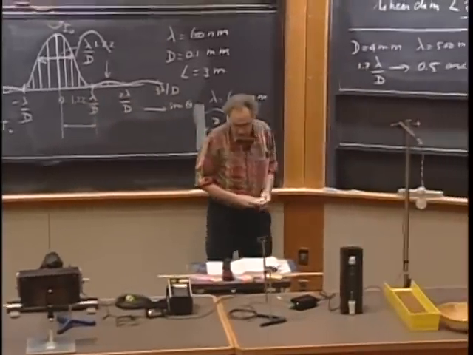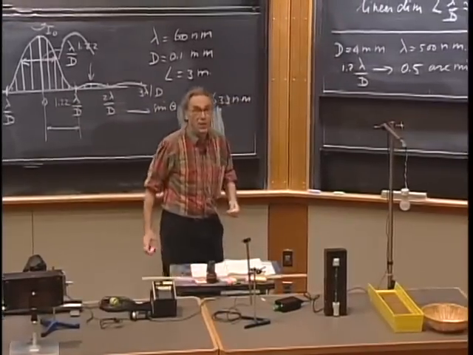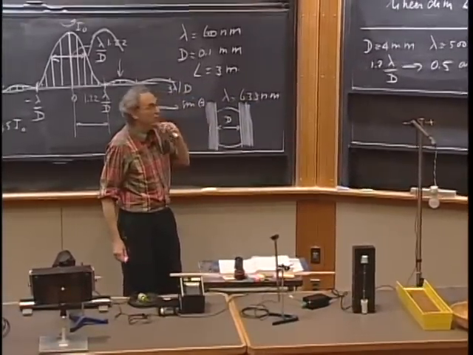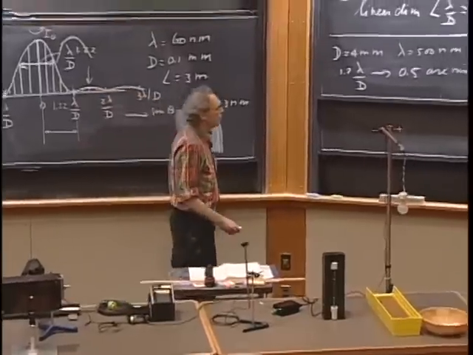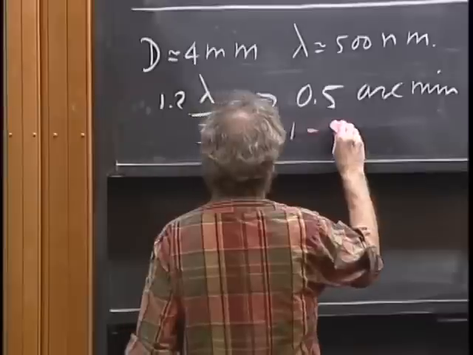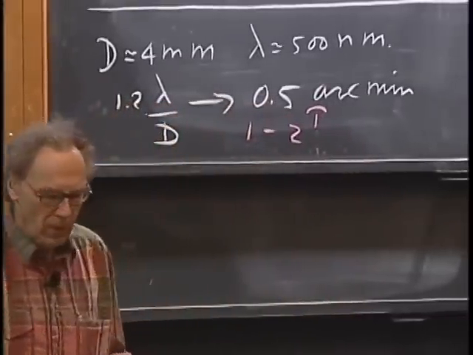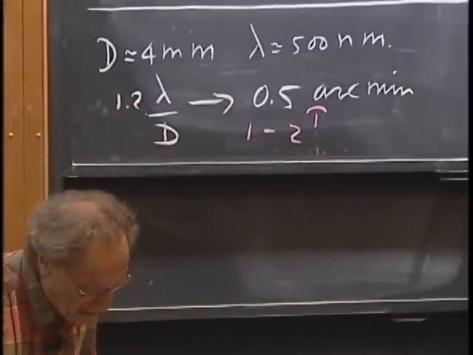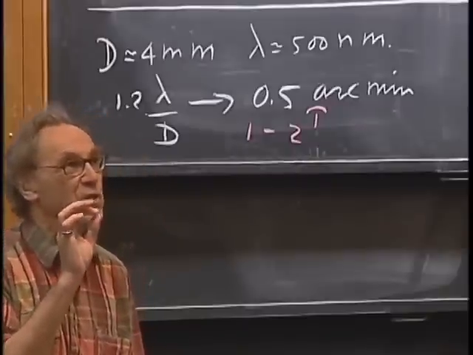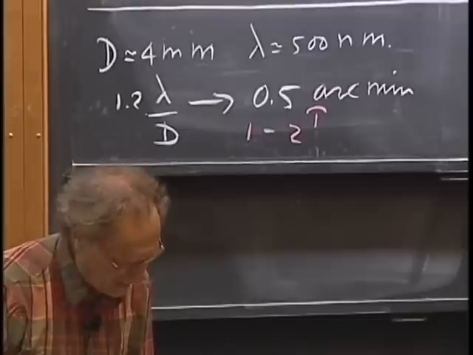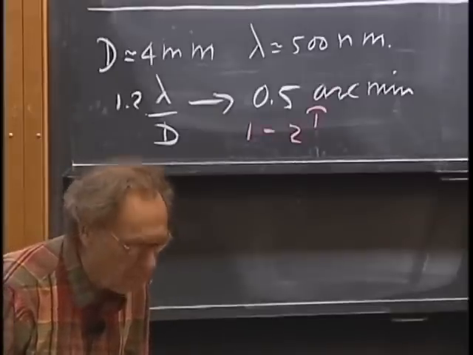Now, in practice, Mother Nature did not design our eyes, at least most of us, down to the diffraction limitation. In practice, I think it's more like 1 to 2 arc minutes. This is my symbol for arc minutes. So the angular resolution of your eyes is not quite as good as it could be, but it is close to that. And I'm going to test that with you.